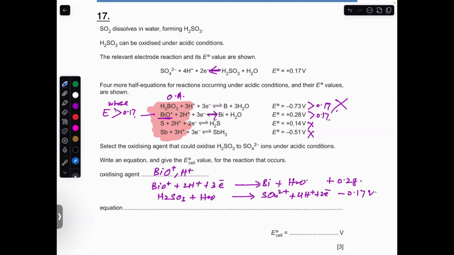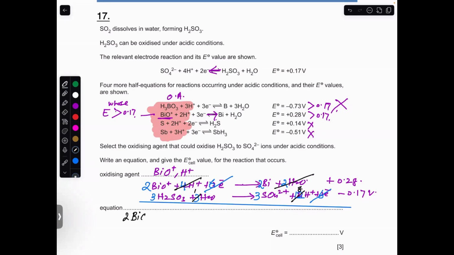You are flipping. Now what are you supposed to do? You have to multiply this with 2: 2 2s are 4, 2 3s are 6, 2 and 2. And you have to multiply the lower with 3: 3, 3, 3, 3 4s are 12, 3 2s are 6. 6 electrons cancelled. 4H plus 8 is left. Water, 1 left. So what is left?